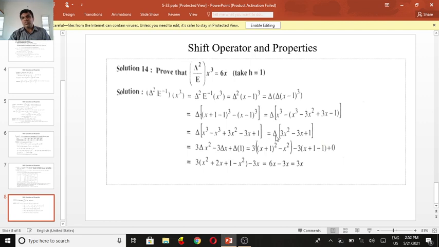So del of 3x square minus 3x plus 1. Apply del here: 3 times del of x square minus 3 times del of x plus 3 times del of 1. So again apply for x: 3 times x plus 1 whole square minus x square, minus 3 times del x, meaning x plus 1 minus x, plus del of constant is 0. So again I open this, simplifying x plus 1 whole square. Here x square gets cancelled. 3 of x square we left, x square plus 1 is left, minus 3x plus, because plus 1 minus 1 get cancelled, 3x. So totally we get 6x minus 3x, so equal to 3x.